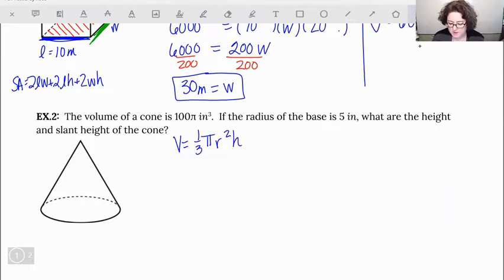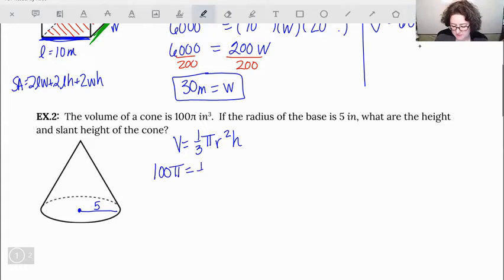Okay. We know the radius of the base is 5 inches. So radius, again, always goes from the center out. So we have 5 inches. So what are the height and the slant height of the cone? Well, first, let's plug in what we know and figure out what we can solve for. They told us the volume was 100 pi. So let's plug that in. So 100 pi. And again, I'm not worried about the units as much at this stage, but we will definitely want to put those in at the end of the problem.